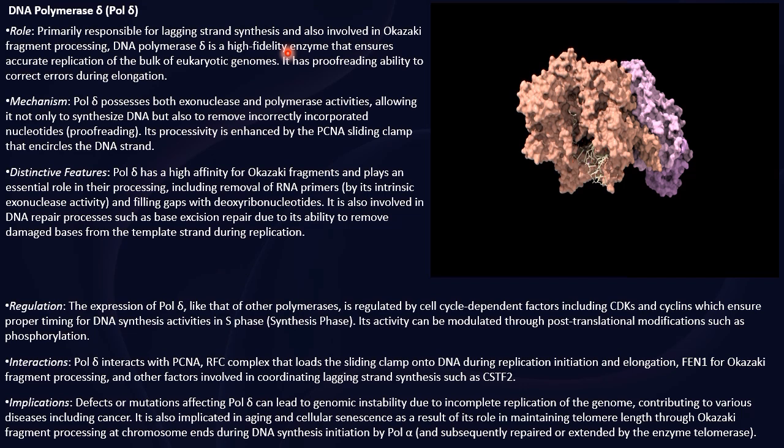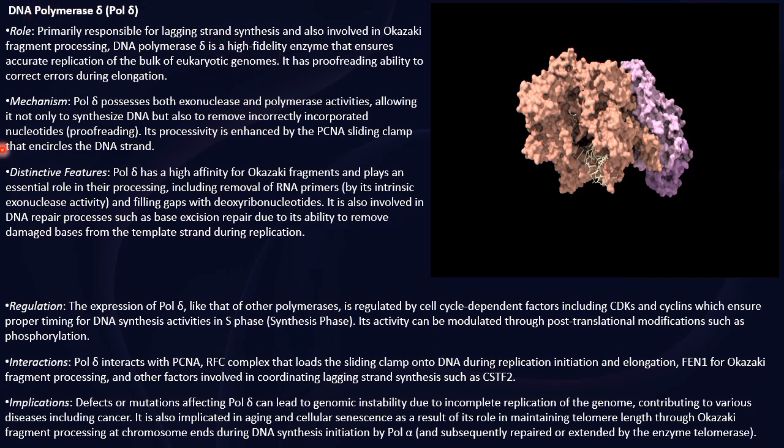That ensures accurate replication of the bulk of eukaryotic genomes. It has proofreading ability to correct errors during elongation. But we cannot say that only DNA pol delta is able to synthesize the lagging strand in DNA replication, as we have evidence which shows that sometimes DNA pol epsilon may synthesize the lagging strand and sometimes DNA pol delta may synthesize the leading strand.